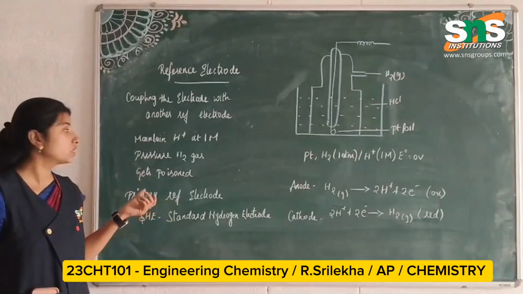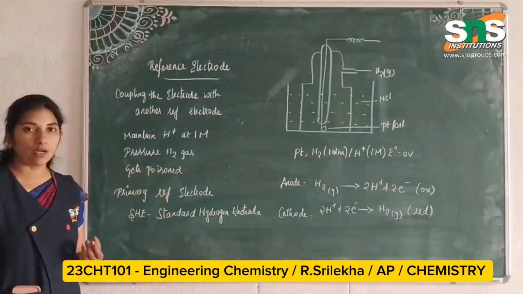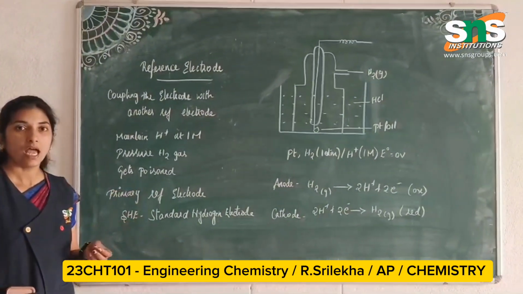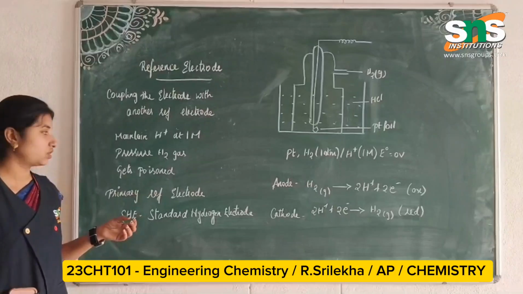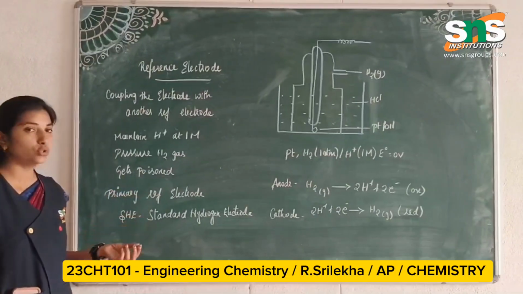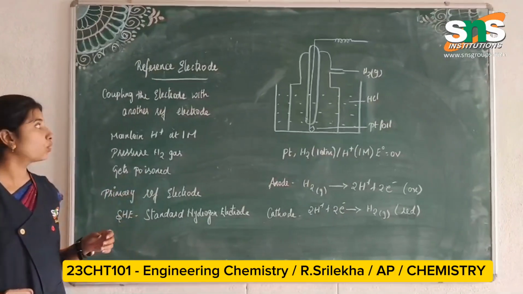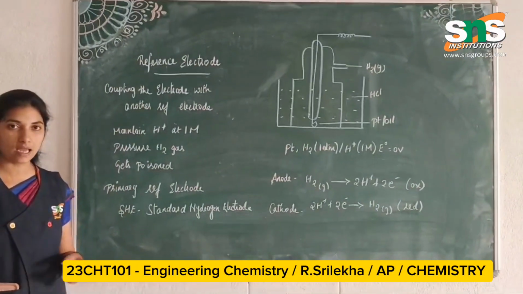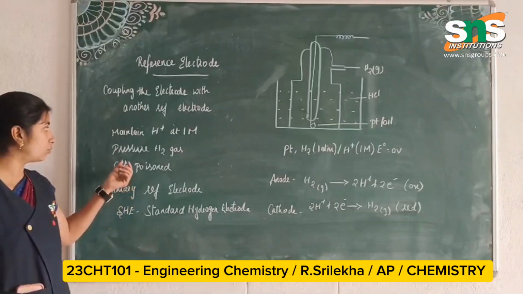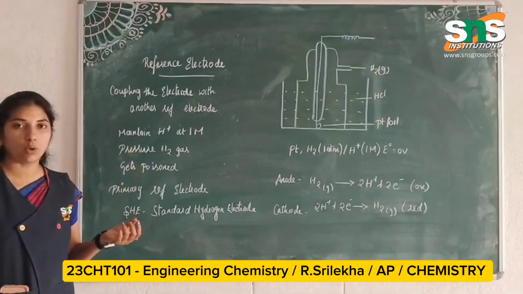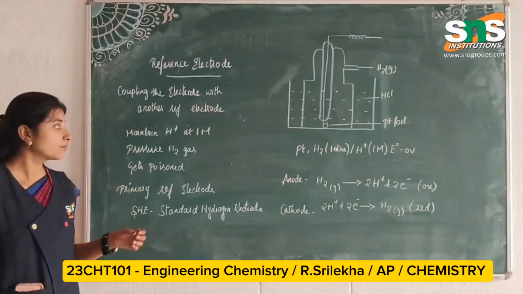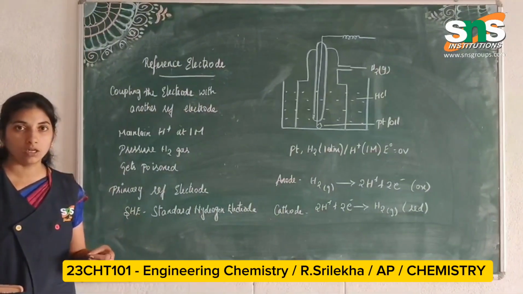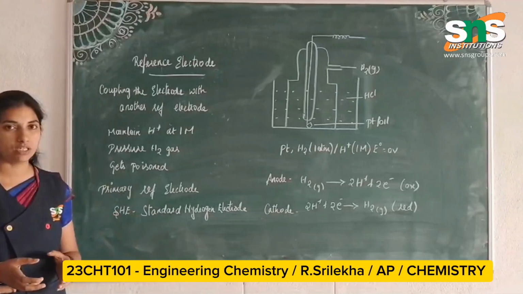Here we maintain H plus ion at 1 M concentration in solution and H2 gas at 1 atmosphere pressure, and it produces oxidation, and it gets poisoned due to the reaction towards the reference electrode. Whenever the reference electrode acts as the ion transfer electrode, it will maintain H plus ion at 1 M concentration with H2 gas pressure, connected to a platinum wire. So this is the consideration for the reference electrode.